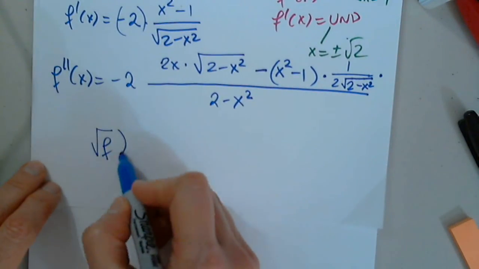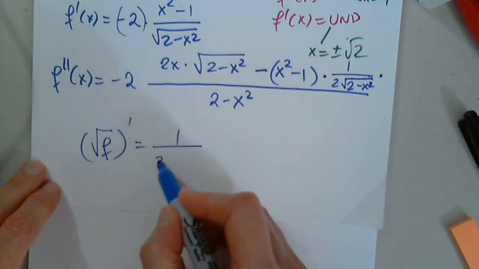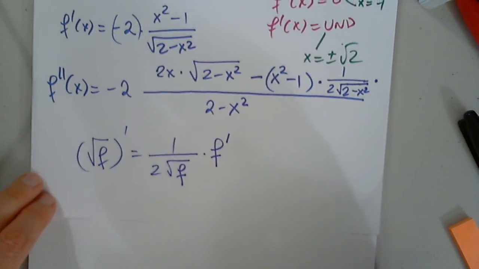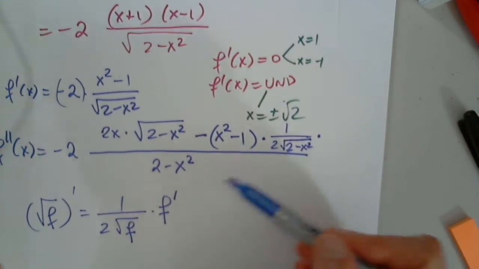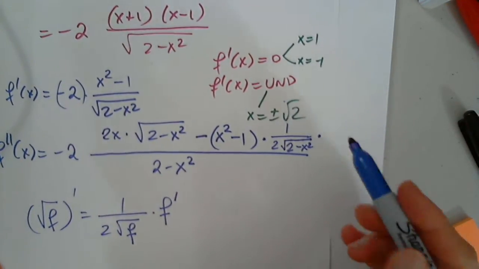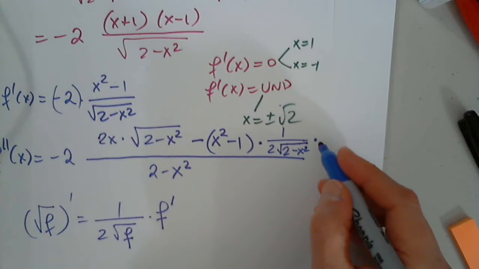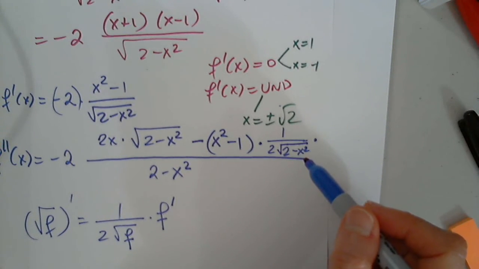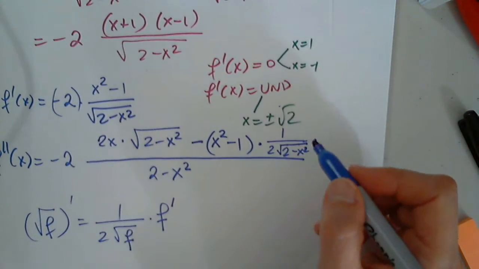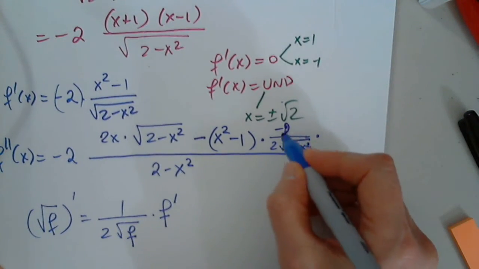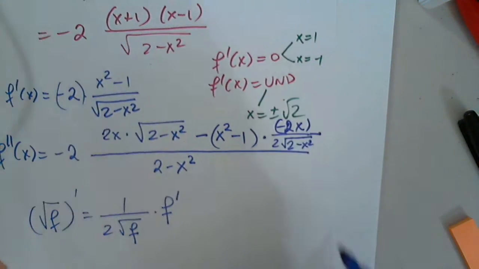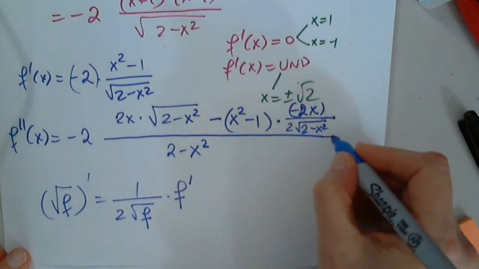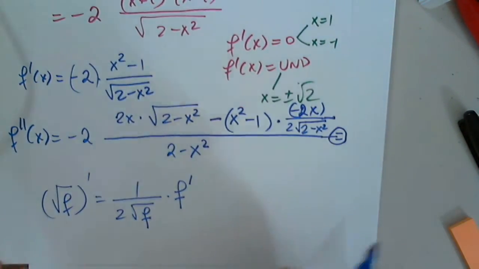So the square root of a function prime is 1 over 2, the square root of the function times the function prime. So it's 1 over 2, the square root of itself, right? So that same function, times the inner function prime, which is negative 2x, and I wrote it up here because I always run out of room, you already know that. So I'm going to circle it and continue it here.